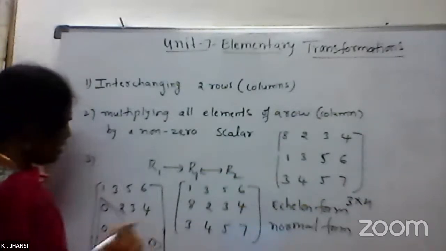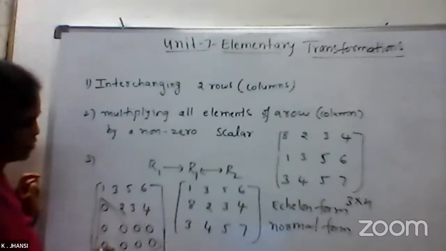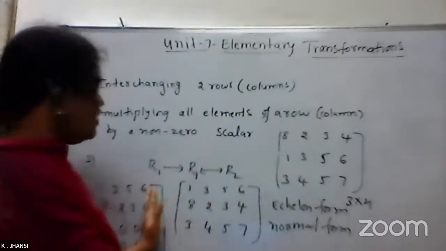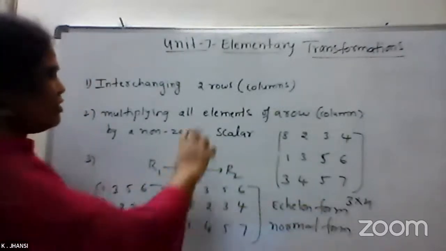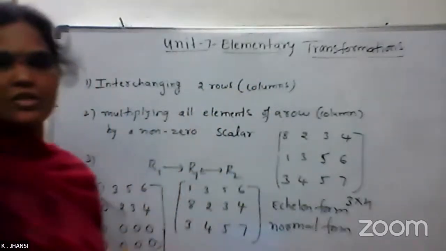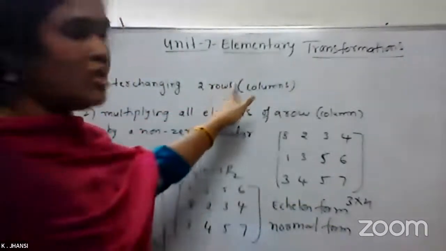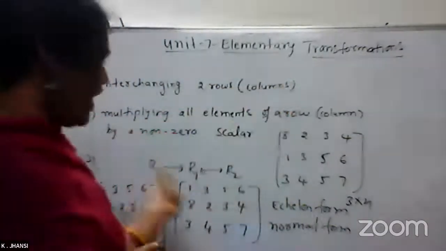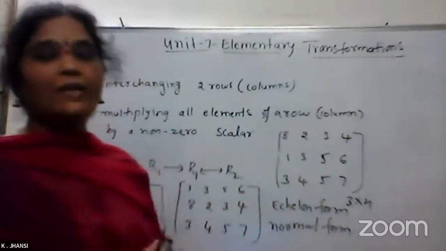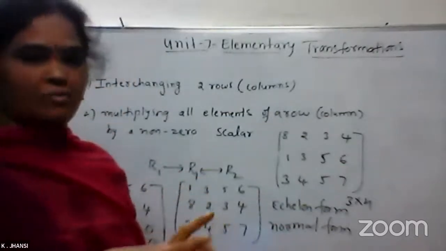If this also becomes 0, 0, then the rank of the matrix is 2. So these two have become 0, 0. Okay, so for echelon form, both column operations and row operations are possible. Two types of elementary transformations are there, on rows and also on columns. But to convert any given matrix into echelon form, we will use only row transformations. That means we will not use column transformations.